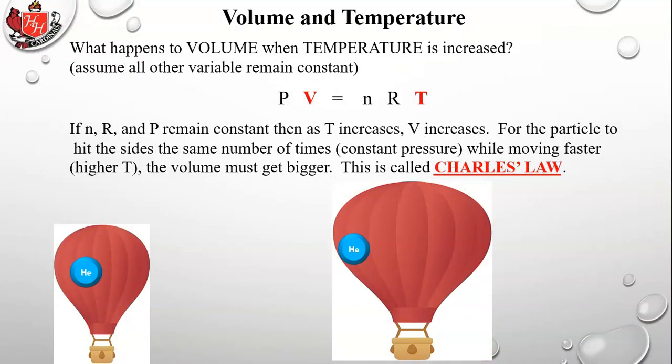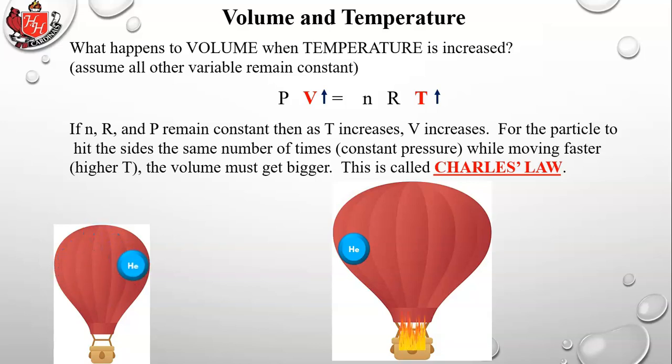What happens to volume when temperature is increased? So again, look at it mathematically, PV equals nRT. If you increase temperature on the right, then the volume on the left has to go up. So again, if you double the temperature, you're doubling the volume, assuming that P, N, and R all stay constant. So if N, R, and P remain constant, then as temperature increases, volume increases.